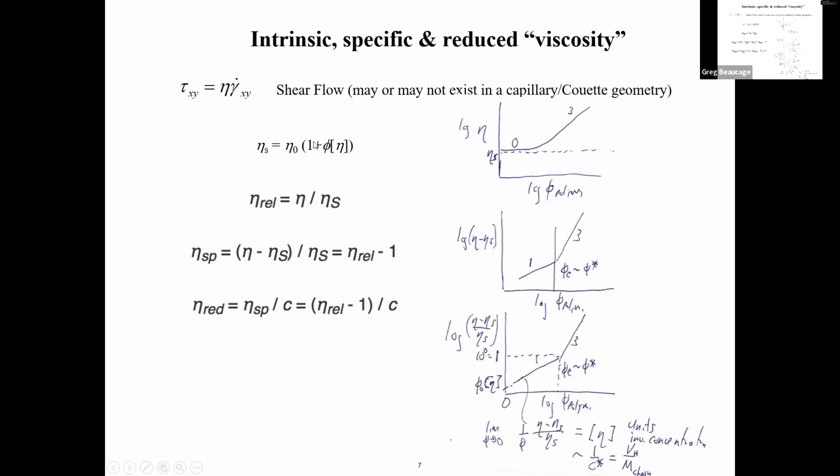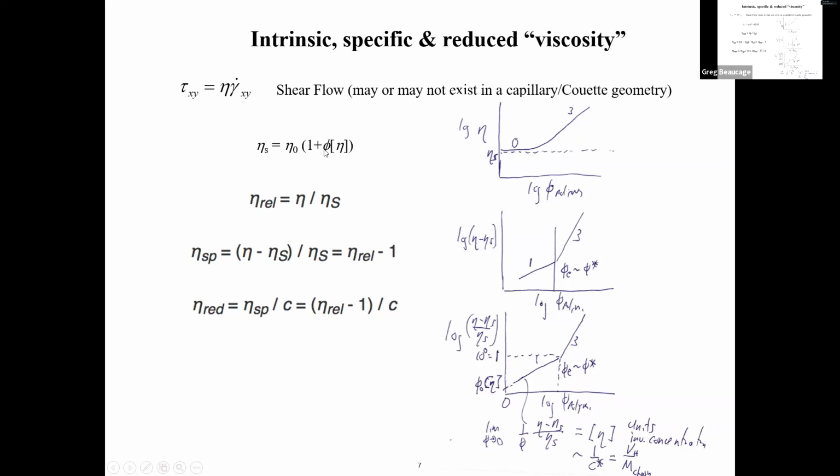And then if you subtract one from that, then you get just this term. It should be linear in concentration, give you the intrinsic. So that's called the specific viscosity. So that divided by that, the relative, then solvent by solvent's one. So it's that thing minus one. That should equal concentration times intrinsic. That's called the specific viscosity.